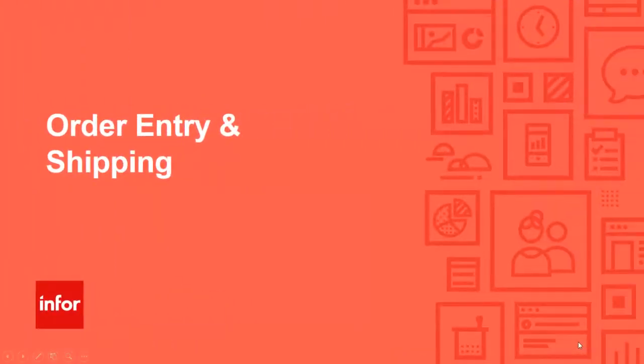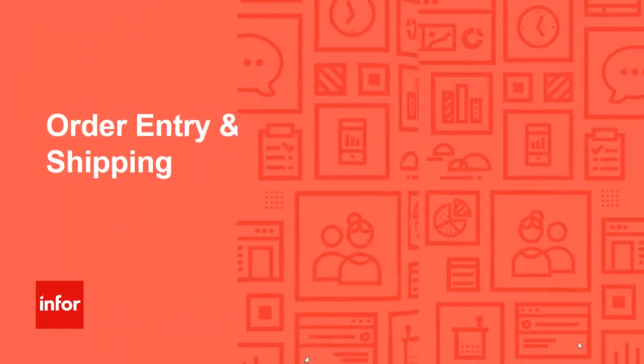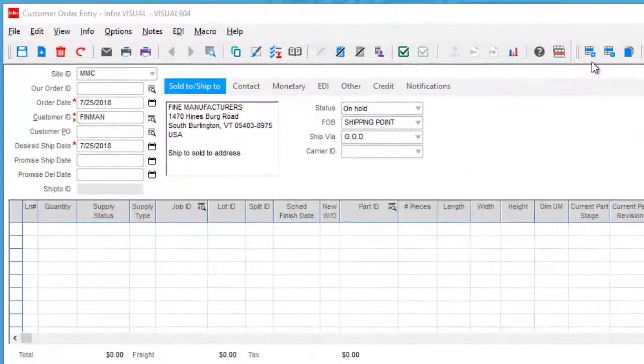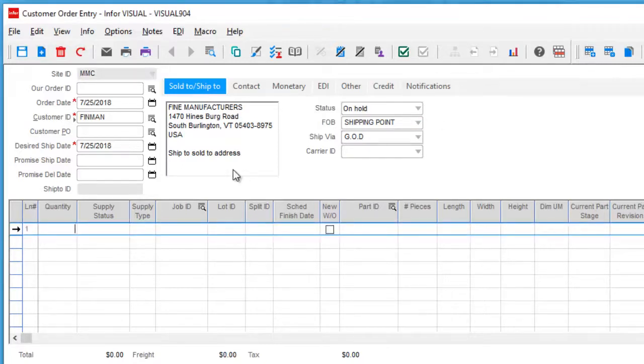Let's take a look at a couple small enhancements, one for order entry and the other for shipping. In order entry, we'll take a look at the prevent lot ID from being validated when the work order ID is null. The change will allow for multiple lot IDs to be entered for the same job ID. For this example, I've gone into version 904 and began entering a new customer order. Entering a quantity, then tabbing over to the job, and on the job ID I will leave that null. And now when I go in and enter a lot ID, trying to match the line, you'll notice that there's a validation taking place and it actually removes the lot ID.